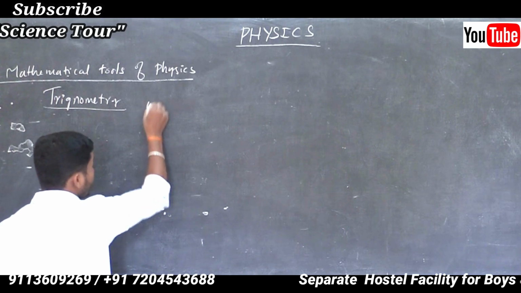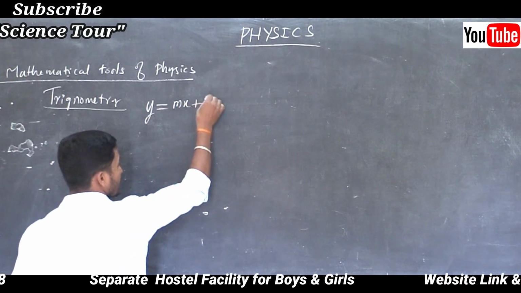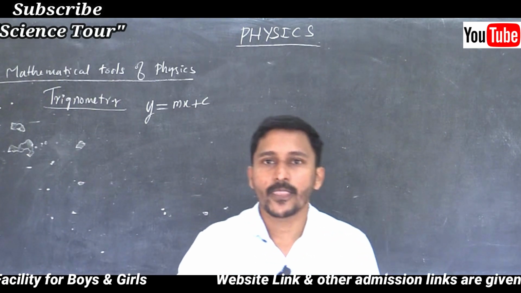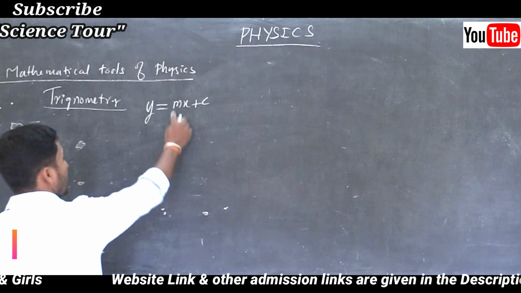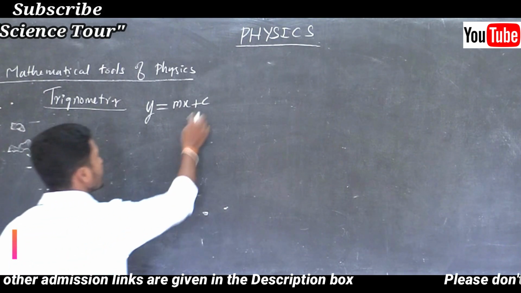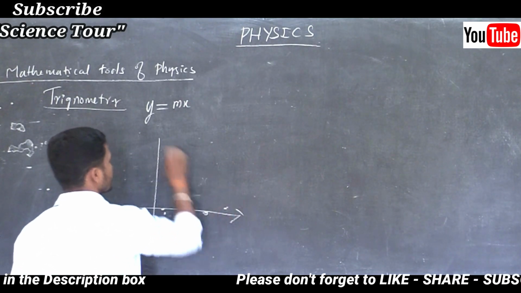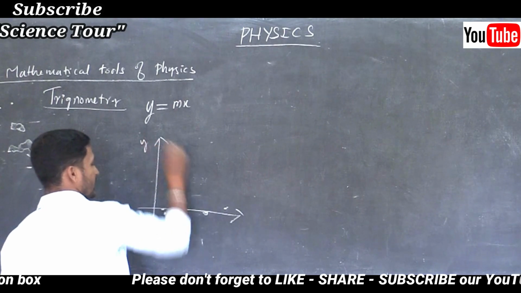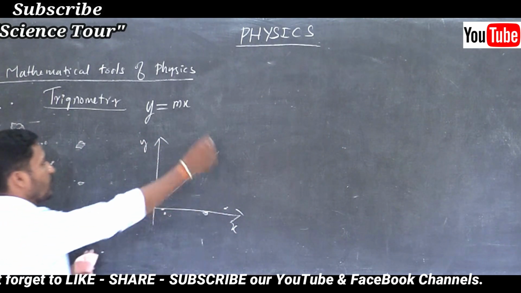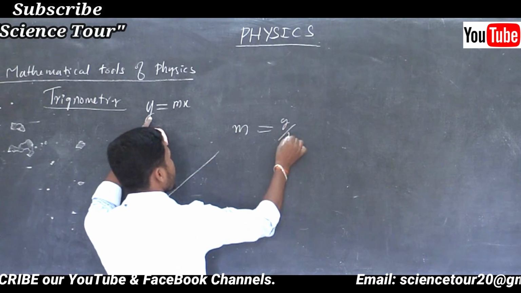I wrote the equation y equals mx plus c, which is the equation for a straight line, where m is called the slope and c is called the intercept. Now, if c is 0, you are going to get a graph in this way. This is the y-axis, this is the x-axis, and the graph is in this way. What is m? m is nothing but y divided by x.